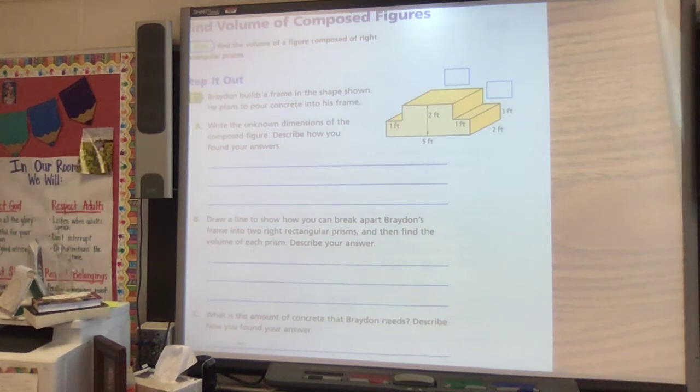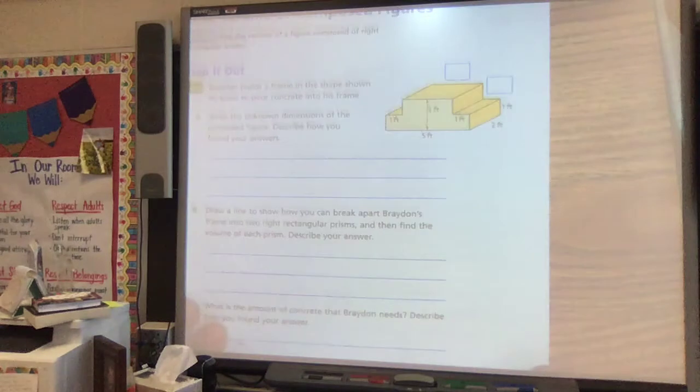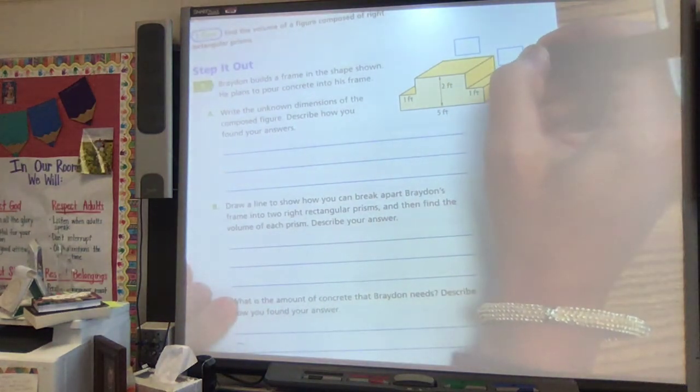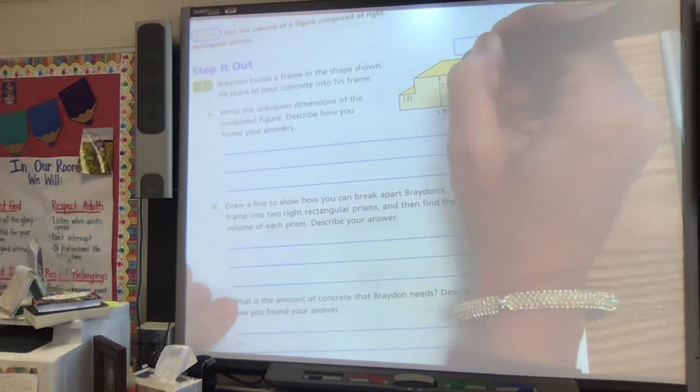Okay, so this says Braden builds a frame in the shape shown. He plans to pour concrete into his frame. Write the unknown dimensions of the composed figure, and then describe how you found your answers. Okay, so a big part of solving problems like this is using the information that you know for sure to help you figure out what you don't know for sure. So we're trying to figure out this and this length.